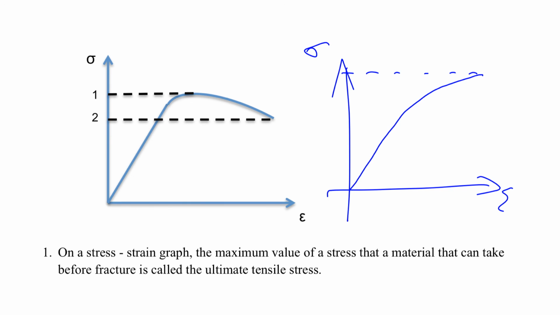Now we're going to learn about ultimate tensile stress. When you plot a graph of stress versus strain, sometimes you will encounter a graph like this. And the maximum value of the stress here is called the ultimate tensile stress. And the point where it breaks, the value of the stress is called the breaking stress. But sometimes if the graph is like this, then you'll notice the highest point is also the point where the material breaks. So then the ultimate tensile stress would be the same as the breaking stress.